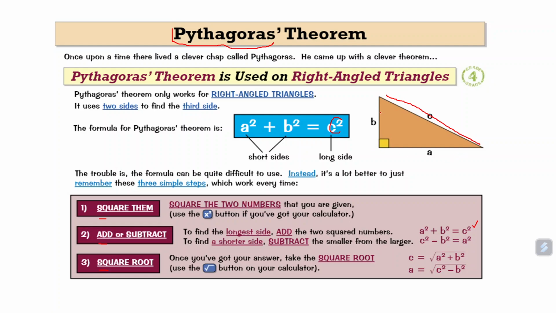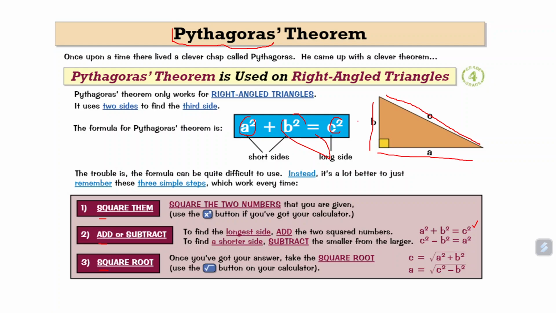You add the two other sides if you are looking for the longest side, which is the hypotenuse. If you are looking for this longest side, you add the two short sides.